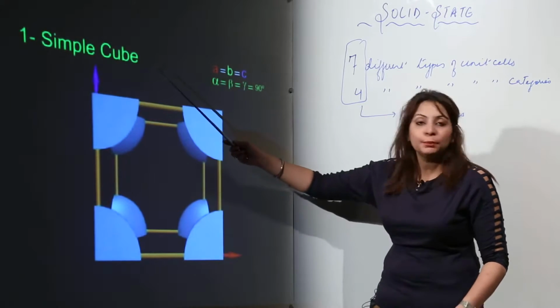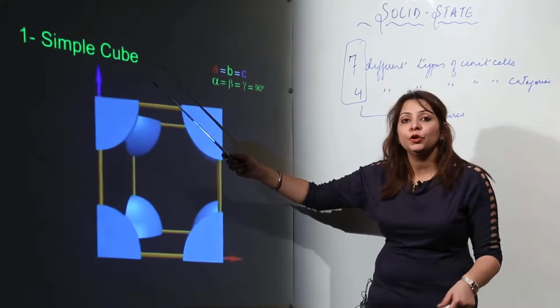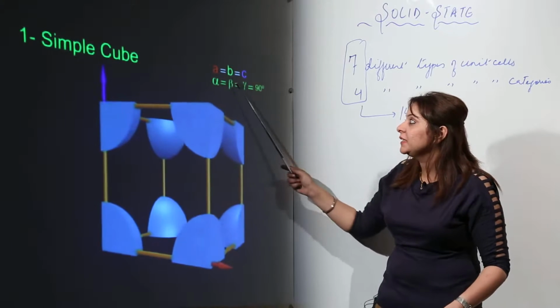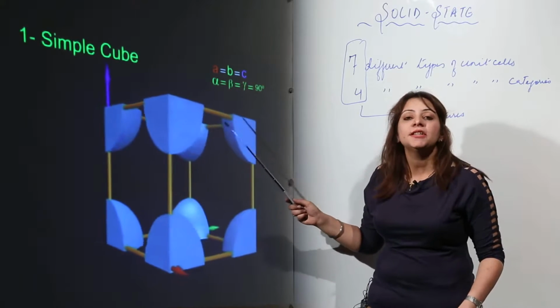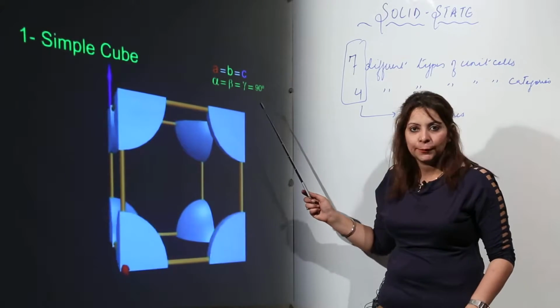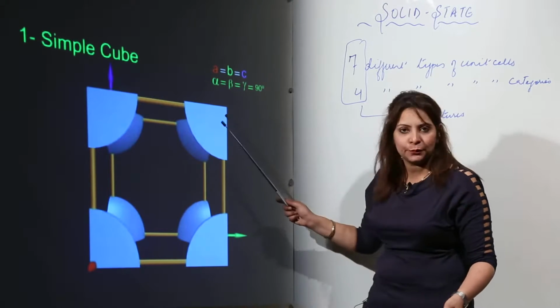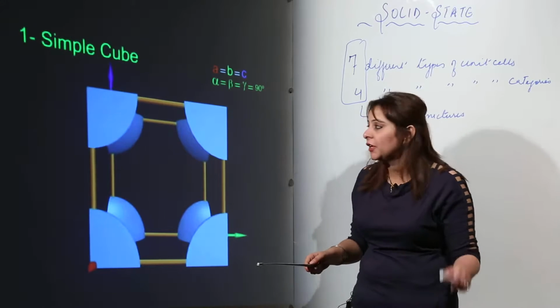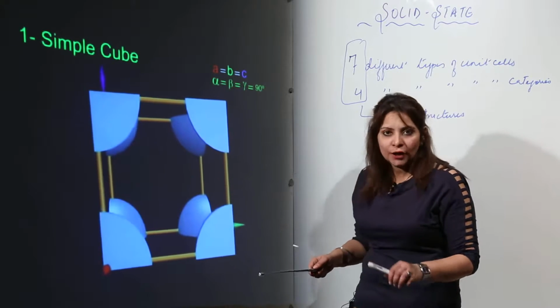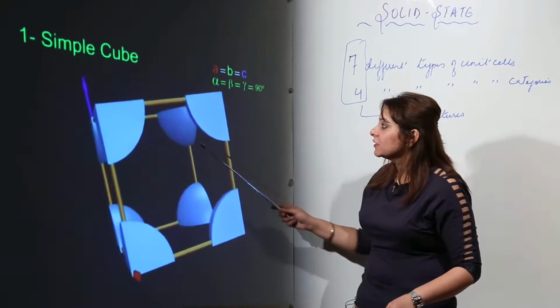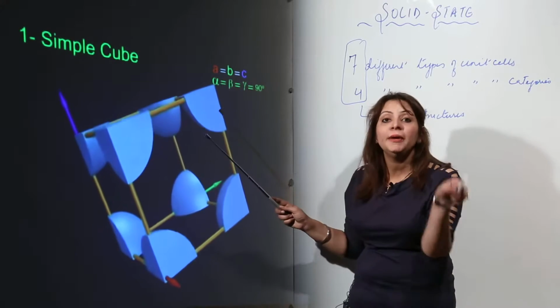So first we have simple cube. When we talk of cube, you know that in the cube A, B, C are equal and even alpha, beta, gamma are equal to 90 degrees. In which form do you get to see it? If you see the arrangement, it is primitive type only, at the corners. That means atoms are arranged only at the corners, and as you can see, on these corners we have not made the full atoms, right?